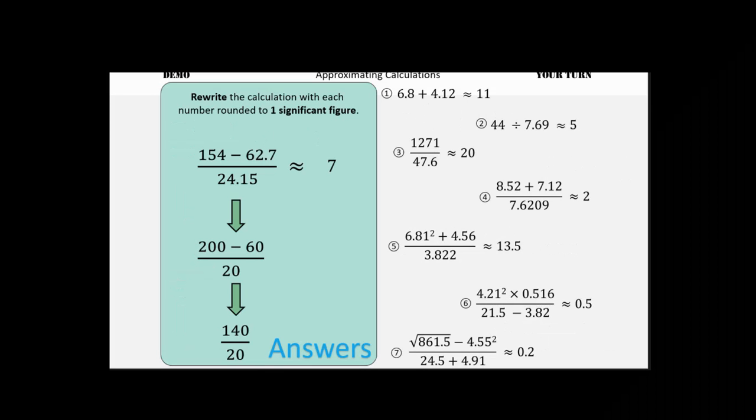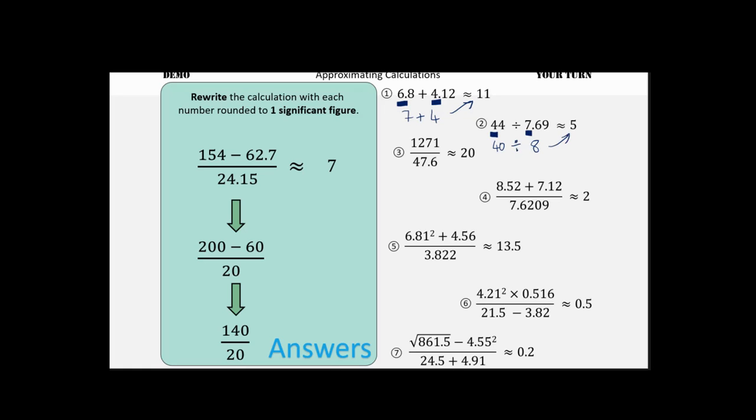Okay, let's have a look at what we got. So on question 1, rounded to one significant figure, that goes to the nearest unit, that goes to the nearest unit, and so I'm looking at 7. Add the 4, gives me approximately 11. On question 2, that's my first significant figure, that's my first significant figure, and so I'm looking at 40 divided by 8, that's approximately 5.